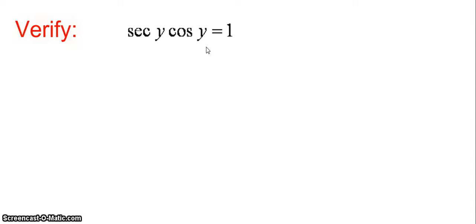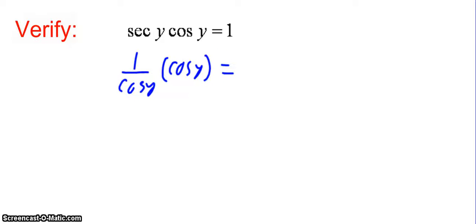Now we're starting out simple, so hopefully this is pretty simple. I know that secant and cosine are reciprocals of each other, so I'm going to change one of them, not both of them, but just change one of them into the reciprocal. It doesn't matter which one I change, so I'm going to make this 1 over cosine of y. This is still cosine of y.